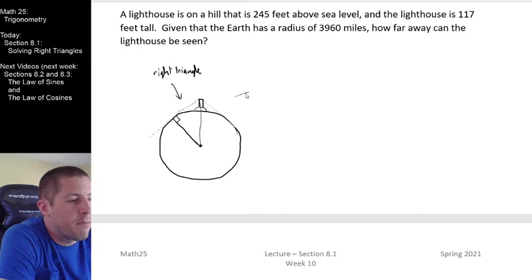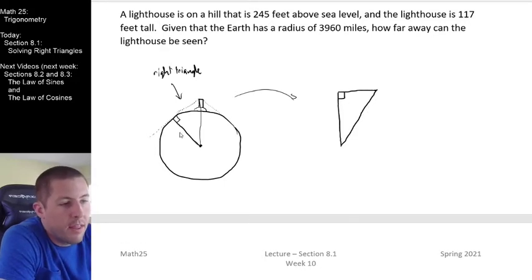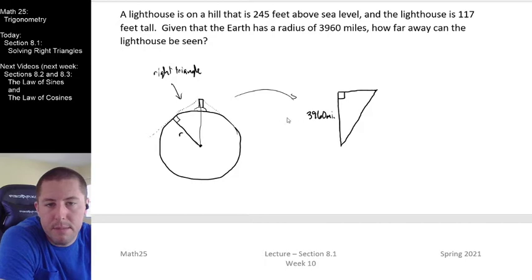So what I'm going to do is copy this right triangle and pull it out of here, all right? So here's what I'm seeing. I'm going to draw this a little bit different. I'm just going to put this right triangle on its side right here. So this looks like my radius of the Earth. This leg right here is my radius of the Earth. This is my 3960 miles, this is my R, my radius.